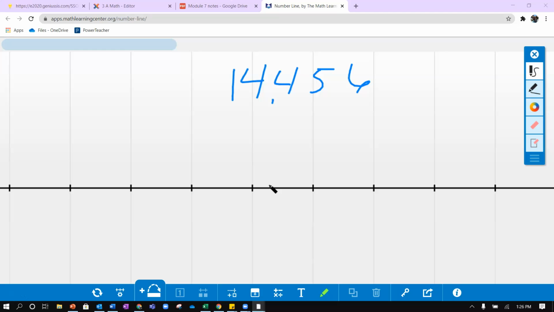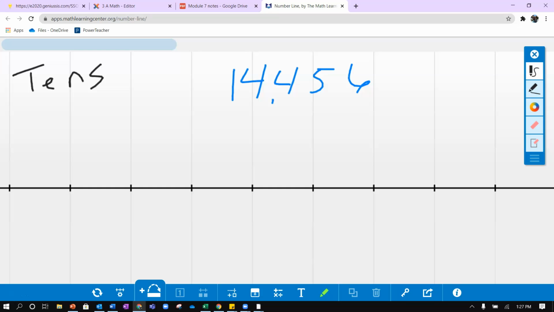So I'm going to use a tool called a number line, and you'll notice my number line does not have any numbers on it right now. The first problem gives us 14,456. It asks us to round to the tens place. So when I say I'm going to round to the tens place, I'm actually saying that I'm only going to count by tens.